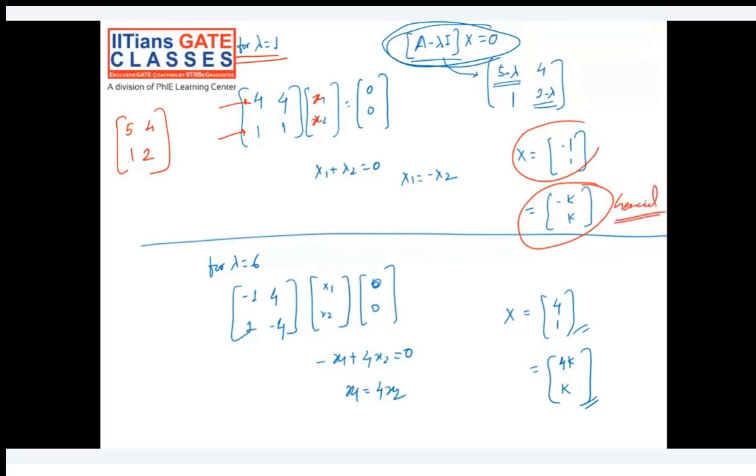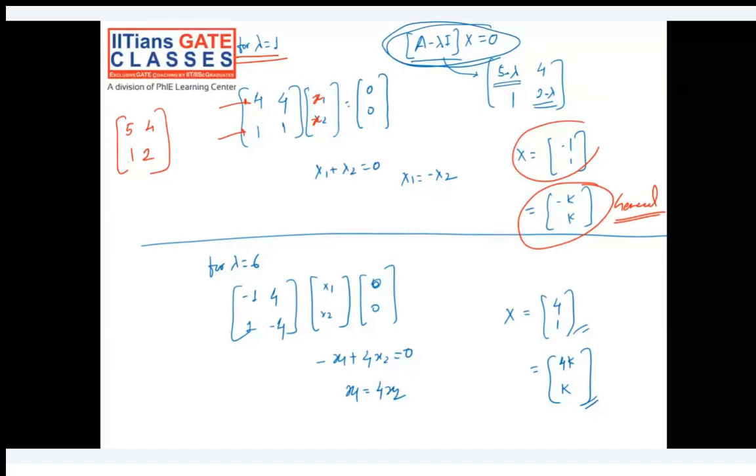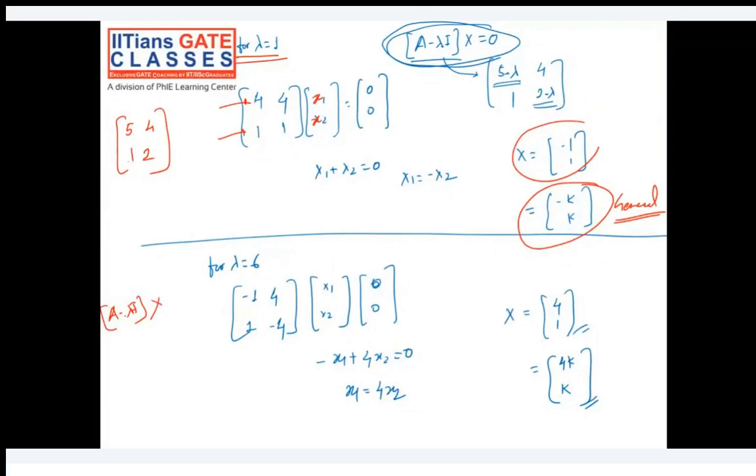Okay, so similarly, corresponding to lambda equal to 6, (A minus lambda I) times x will be, A is 5, 4, 1, 2, and lambda is 6. So 5 minus 6 is minus 1, and 2 minus 6 is minus 4. The rest of the terms are as they are. If you solve it, what will you end up with? Minus x1 plus 4x2 equal to 0. So basically x1 equal to 4x2 you will get.